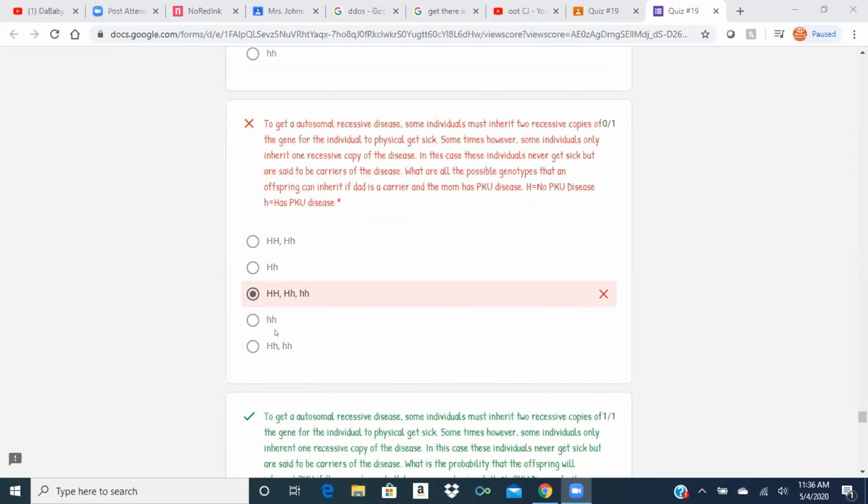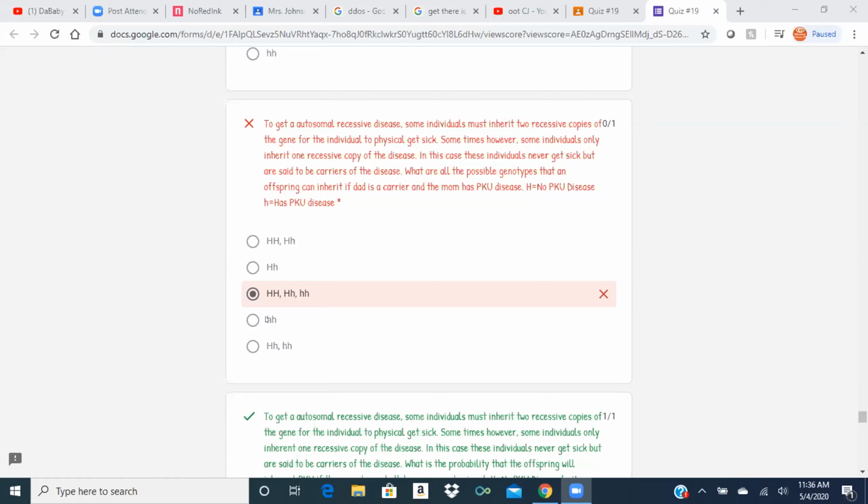Is it the third one? No, because remember. I mean the fourth one. No, not the fourth one, because remember, what was another possibility? It was little h, little h was one possibility, and the other one was heterozygous. Exactly. So the answer to this question, if you do the Punnett square, is going to be the last answer.